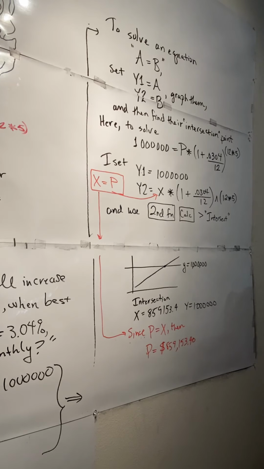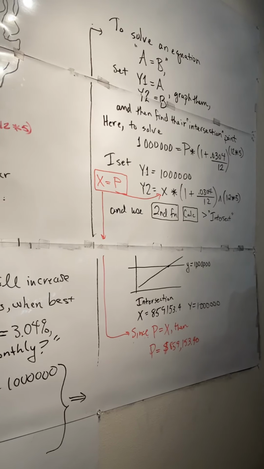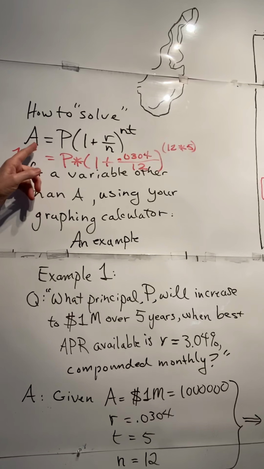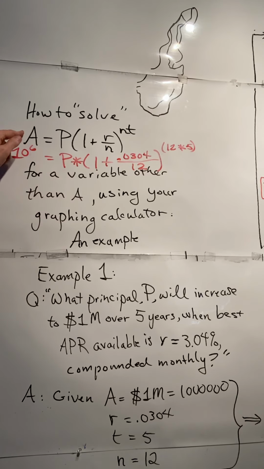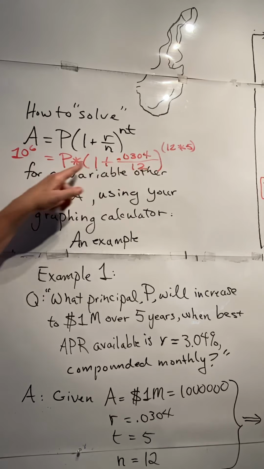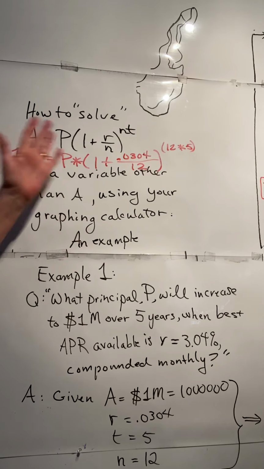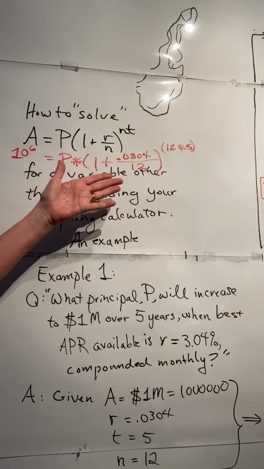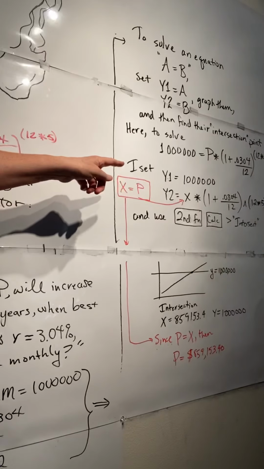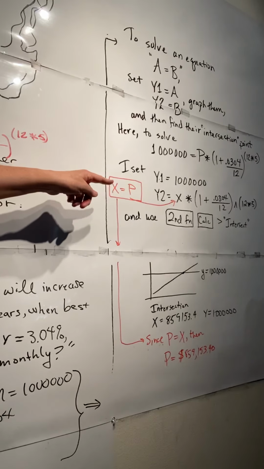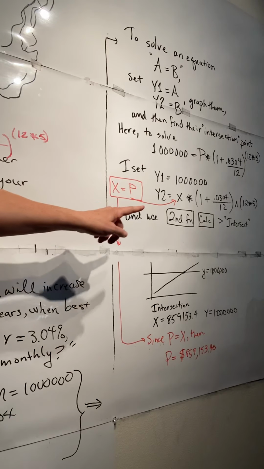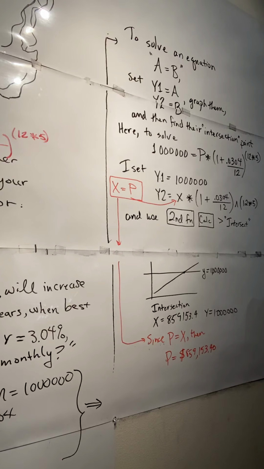But that's an example of how you can use the graphing calculator to solve an equation involving one of these formulas like compound interest, when you're not just finding A, but solving for one of the other variables. Let X be that other variable, type in all the other known values, set Y1 equal to one side, set Y2 equal to the other side, and use second function, calc, intersect.